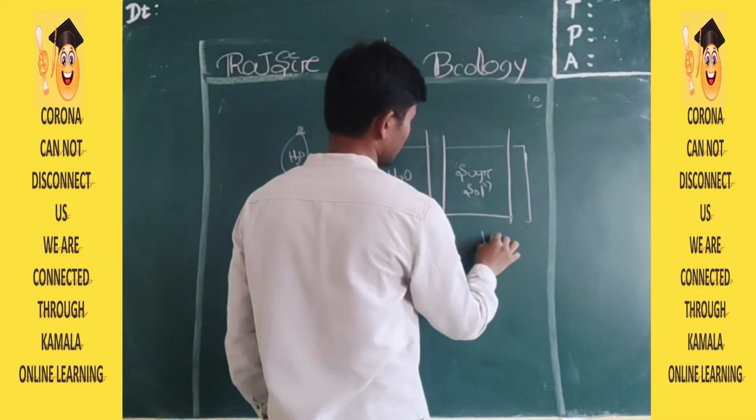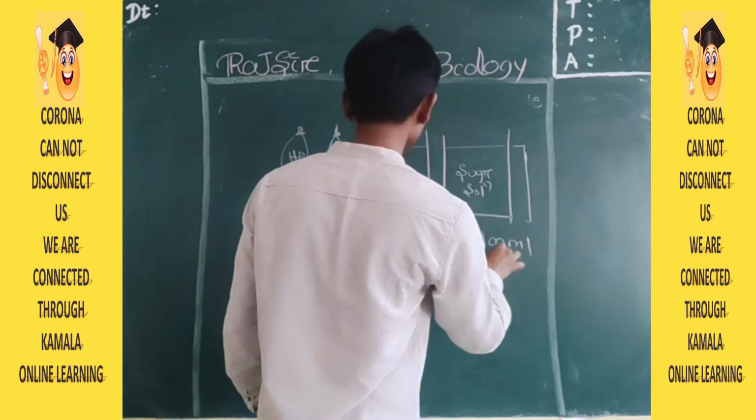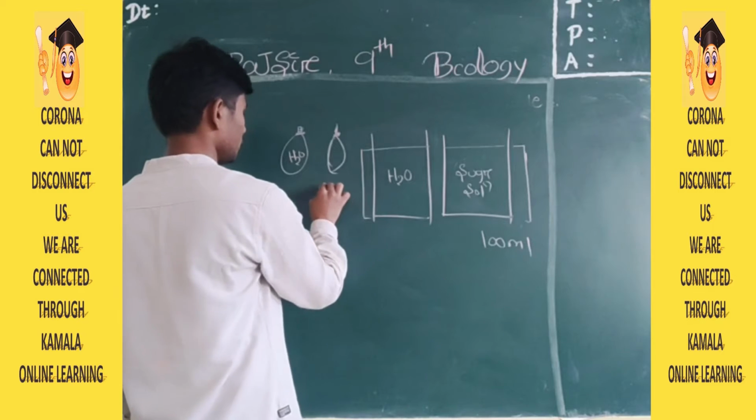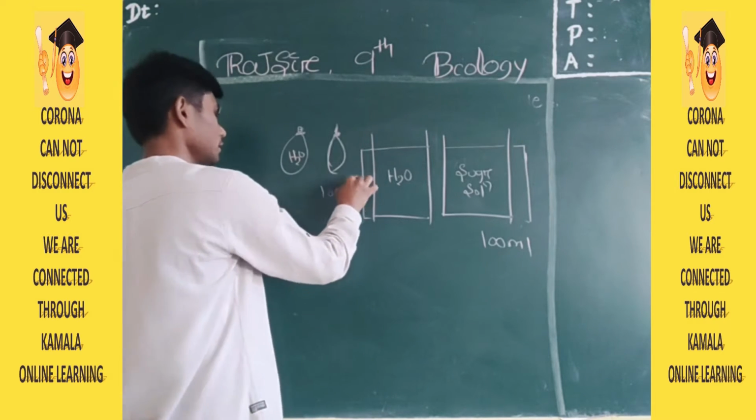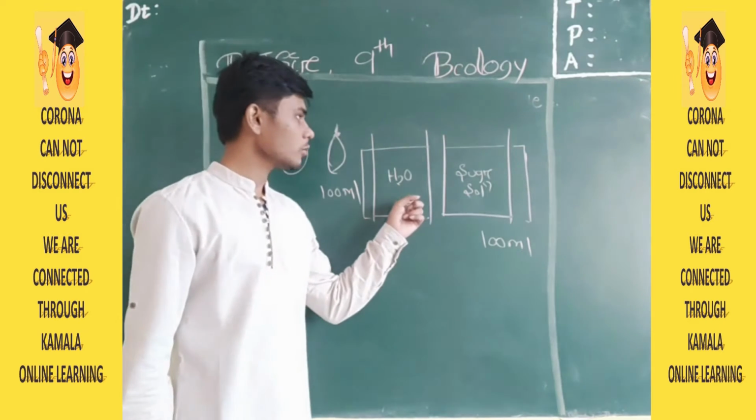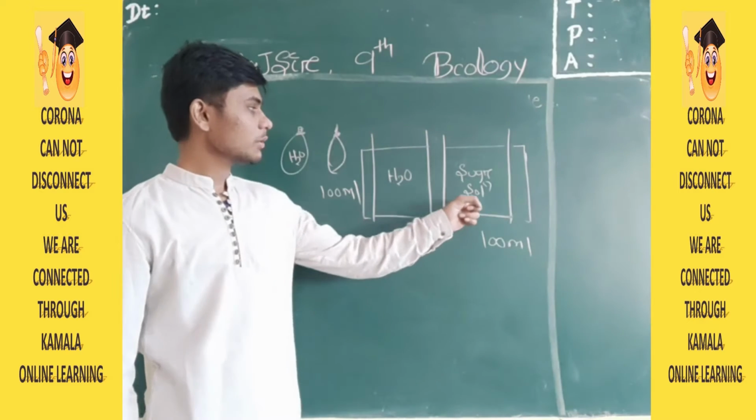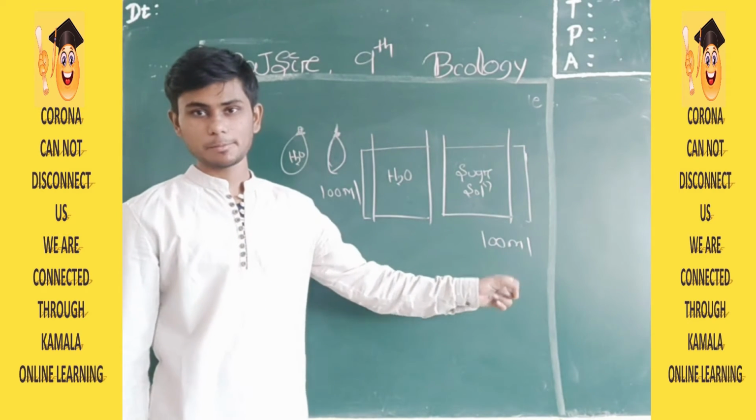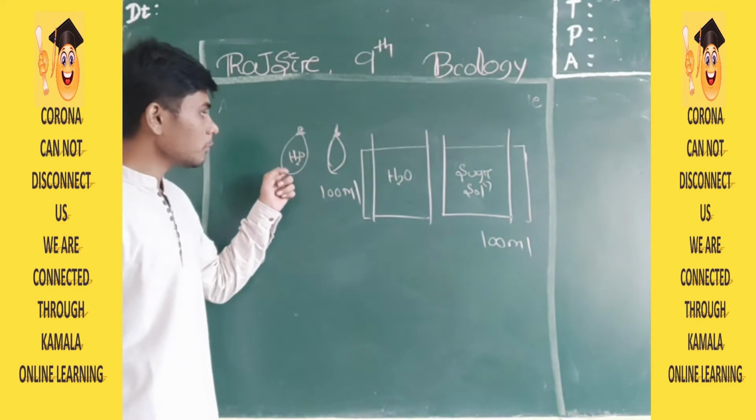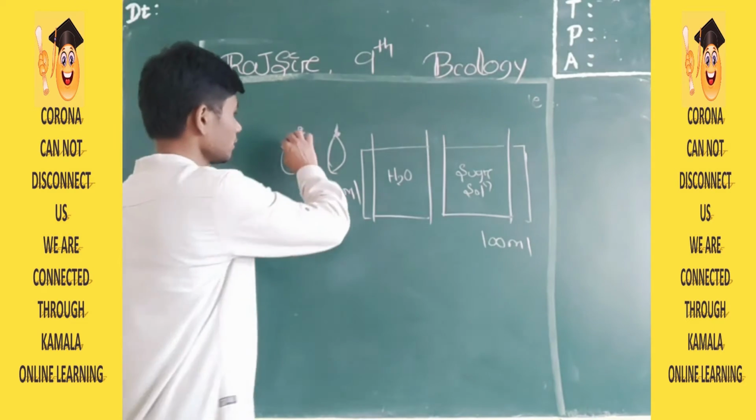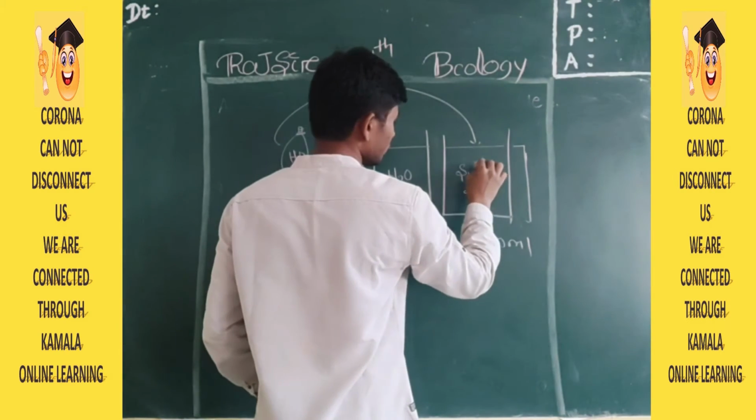Both are 100 ml. This is also 100 ml. See, one only with water, 100 ml, the other only with sugar solution, 100 ml. Now what will we do? The egg ball which contains water, we will place it in sugar solution.